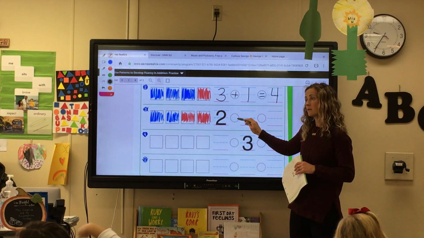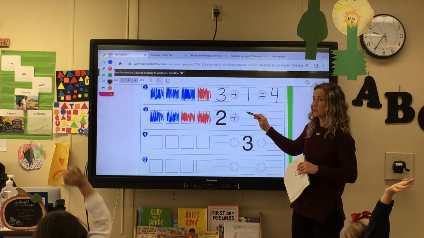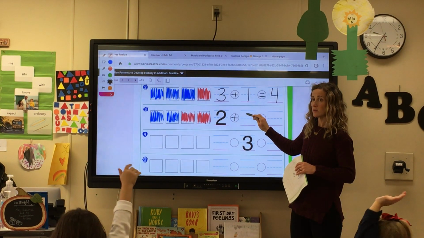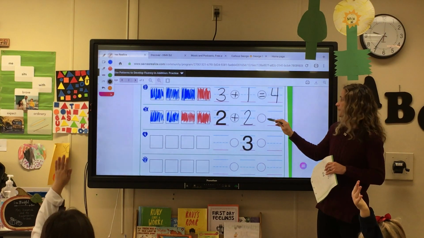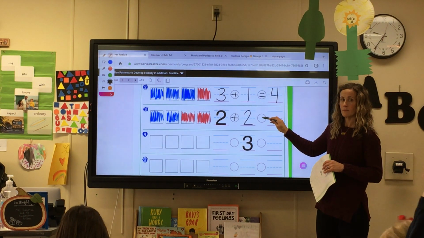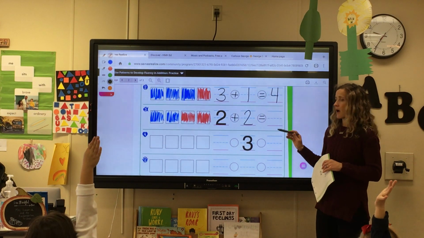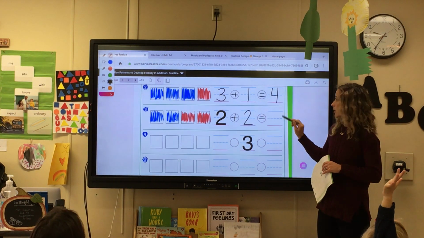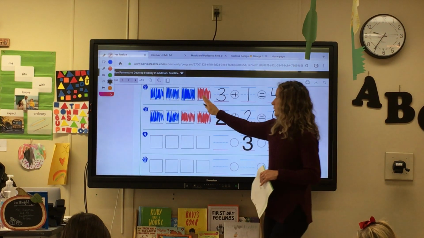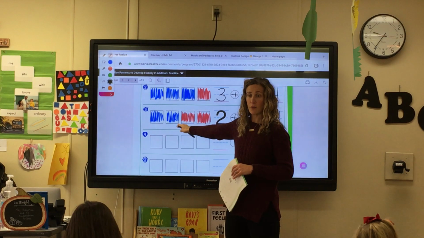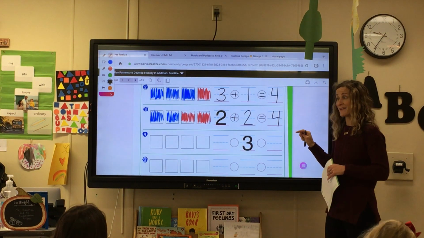So we have 2. What comes next, Martin? What goes here? Plus. Luke, what goes next? 2. 2 red. What comes next, Autumn? Equal sign. Equals. All right, and what is our sum, Grace? 4. Still 4, right? All right, so look, we took 1 blue, we added another red, so now we have 2 plus 2 equals 4. Did you write that in?